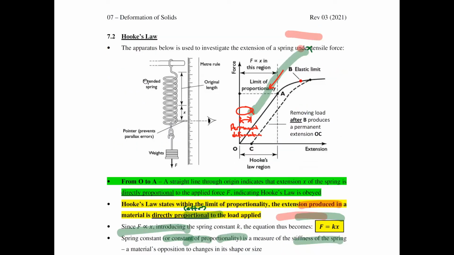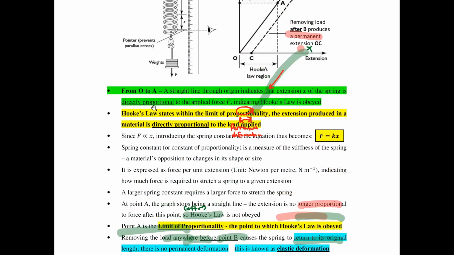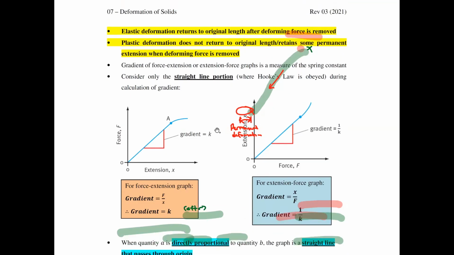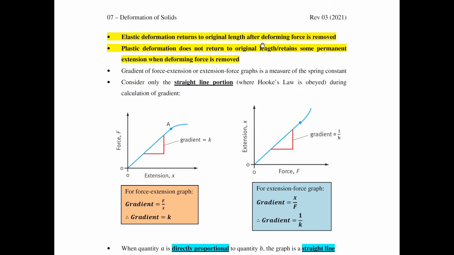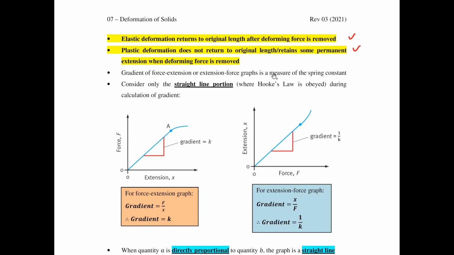Now, elastic deformation, just now I mentioned to you, is: elastic deformation returns to original length after deforming force is removed. Plastic deformation does not return to original length, or returns some permanent extension, when deforming force is removed. If you're asked to define what is elastic and plastic deformation, these are the two definitions that you will tend to use.